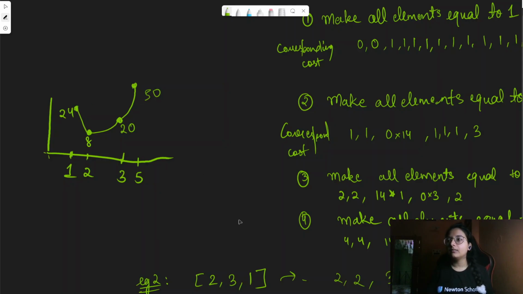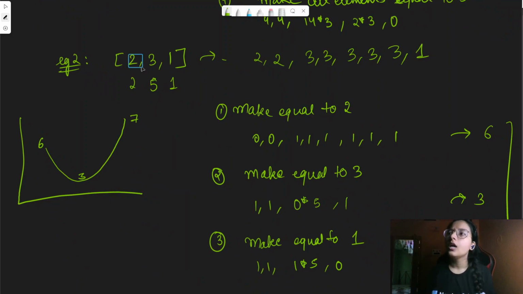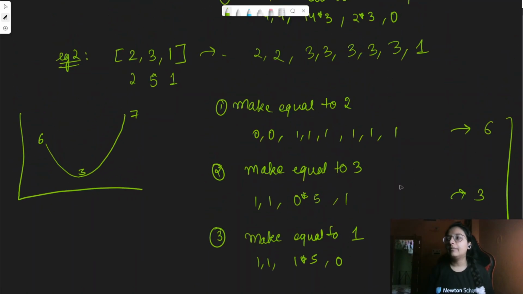If we check for the second example also, I've taken this by my own. So 2, 3, 1, if we expand them, then it becomes something like this. Then try to make equal to 2, right? So it will be equal to 2. So 3 minus 2 would be 1, right? So that's why 5 times 1 would be there, and last that is 1. Then 1 plus 1 is equal to 2, right? So that's why it will be again equal to 1. Now making all elements equal to 3.